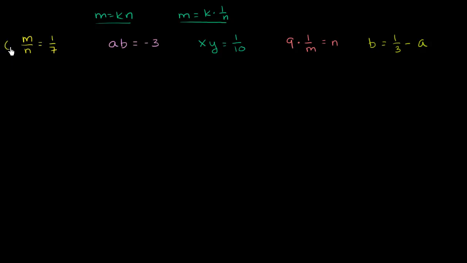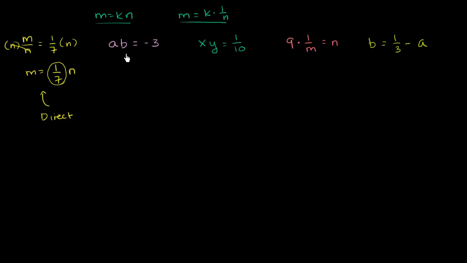So let's take this first relationship right now. Let's multiply both sides by n, and you get m, because these cancel out, is equal to 1/7 times n. So this actually meets the direct variation pattern. It's some constant times n. M is equal to some constant times n. So this right over here is direct. They vary directly. This is direct variation.